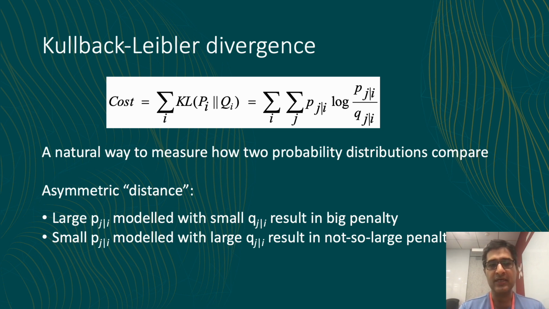And what this leads to is an asymmetric distance, because the measure of the distance, in case you were to invert P and Q, in case you were to replace P with Q and Q with P, does not remain the same. So this asymmetric distance allows us to model that if there was a large probability in P which was modeled with a small probability in Q, it will result in a big penalty, and vice versa, a small probability in P modeled with a large probability in Q would not result in such a large penalty.